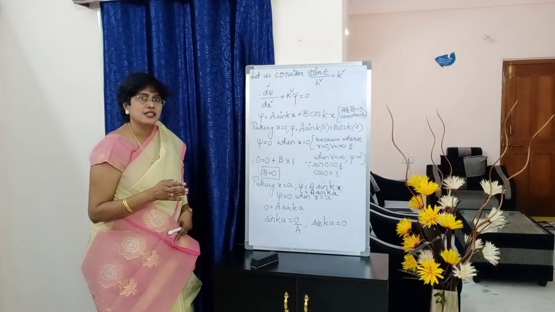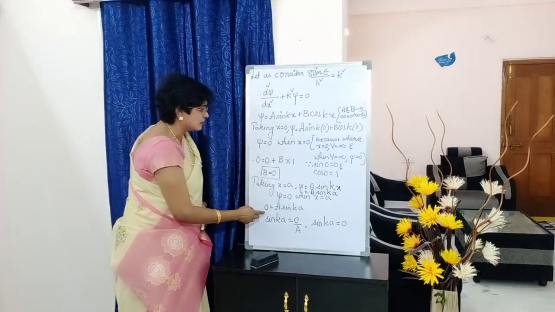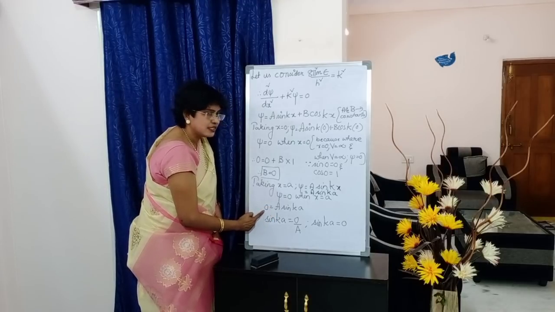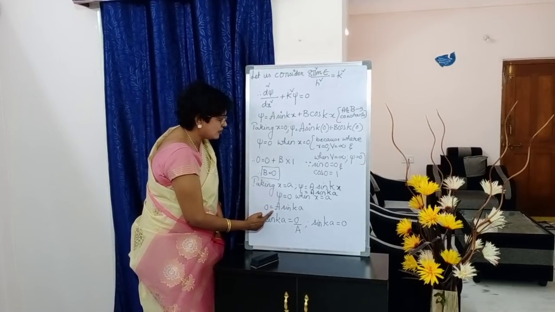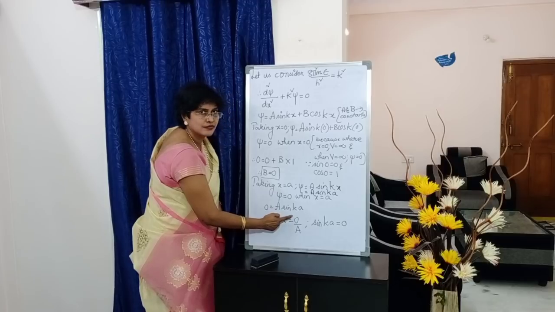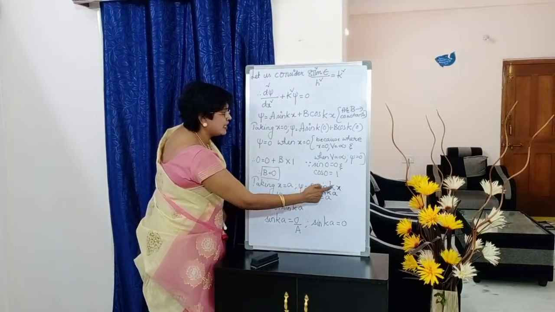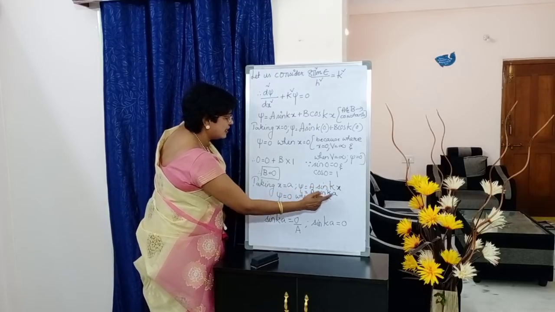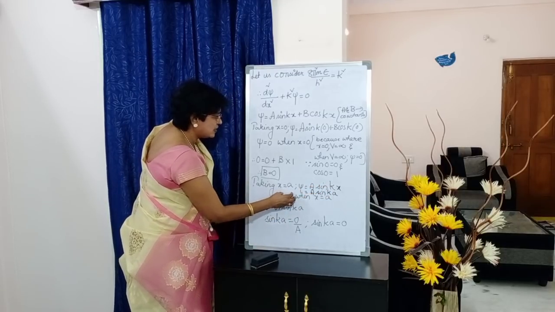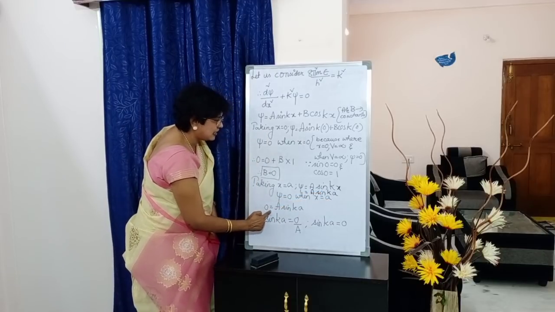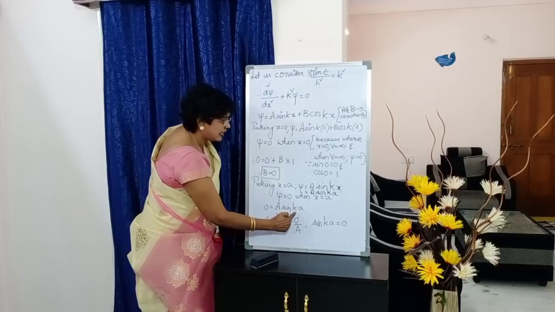Okay, students. So, substitute these values now. Psi is equal to 0 is equal to A sin ka. Fine? Understood this time? Psi is equal to A sin kx, psi is equal to A sin ka. So, psi value is 0 when x is equal to a, the same reason. Therefore, 0 is equal to A sin ka.